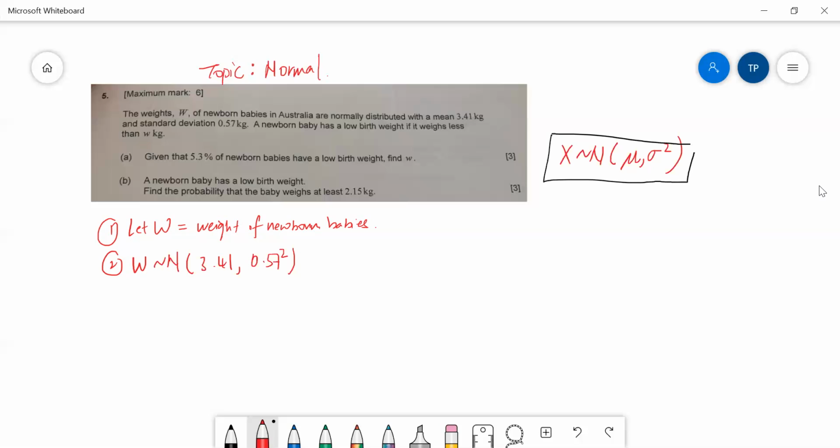A newborn baby has a low birth weight if it weighs less than w kg. They say 5.3%, so they are giving you the probability here, which ends up on the right-hand side of the equation. So step 3, define the problem. The probability of W less than small w, because they say low birth weight if it weighs less than w. So the weight of the newborn babies being smaller than w is equal to 0.053.